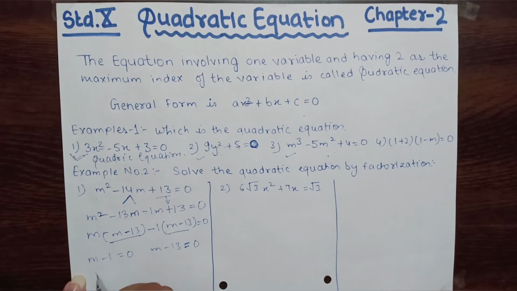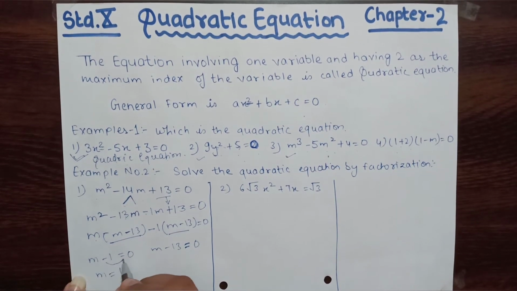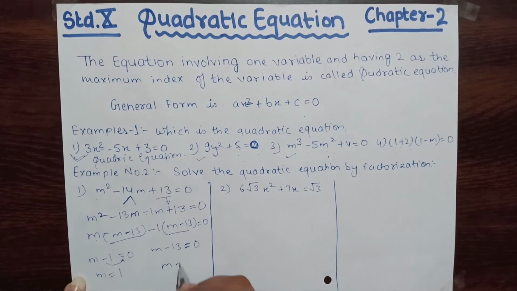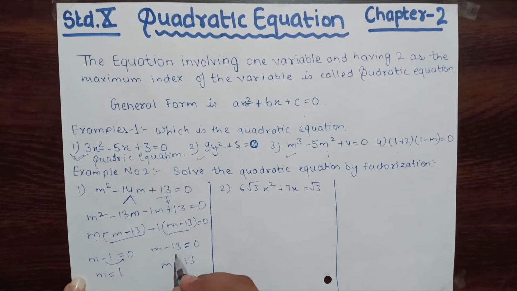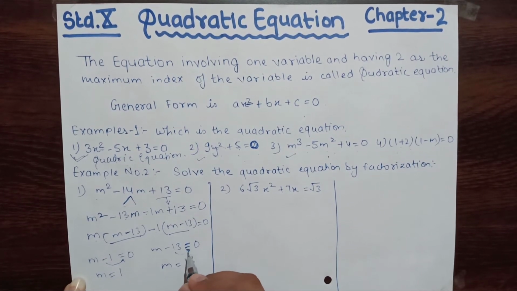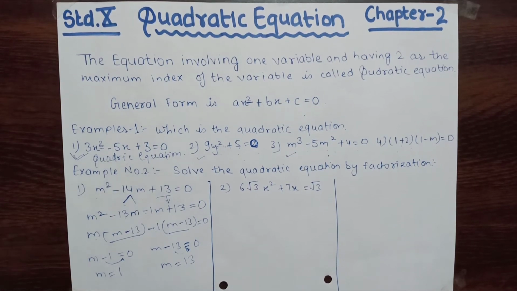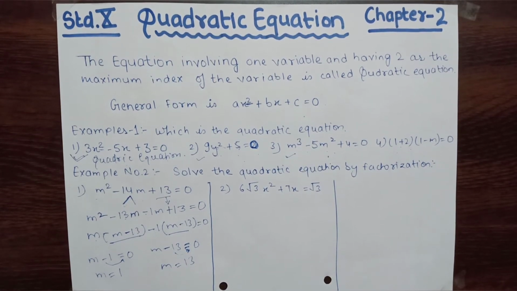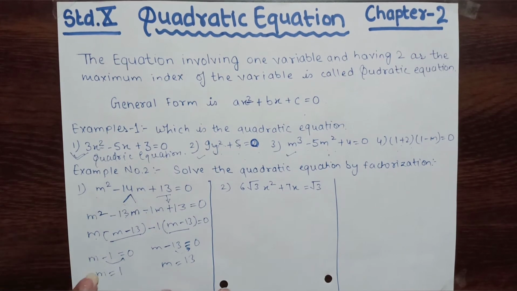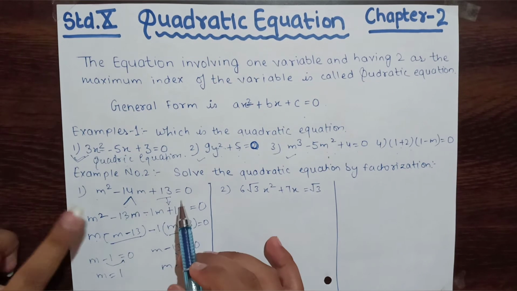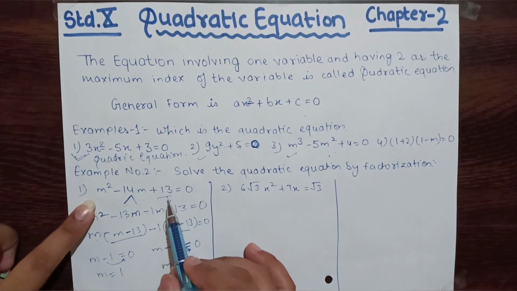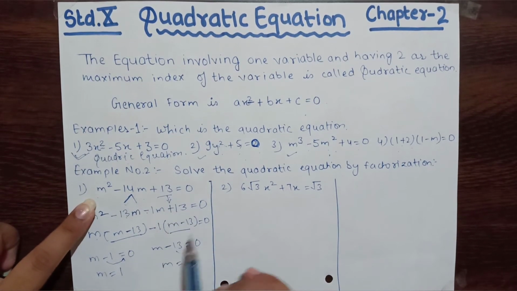So here we can say m is equals to 1 because this 1 will go over here, and here we can say m is equals to 13 because this 13 will come over here and minus sign will convert it into plus. So therefore we can say 13 and 1 are the roots of this given quadratic equation. So like this we can apply the factorization method to solve the quadratic equation.